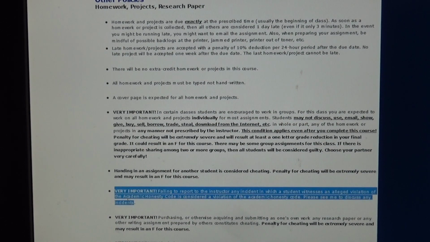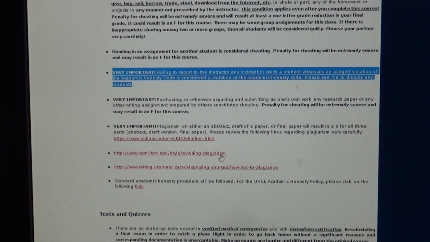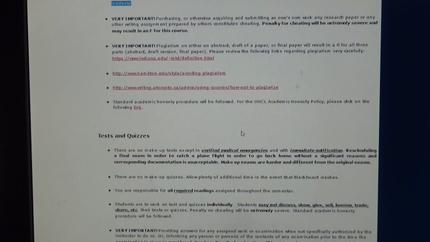Also, if you happen to witness cheating, you're expected to report that to me. Okay, here's some links on plagiarism. If you have to turn in a paper, how to write a paper and not plagiarize.